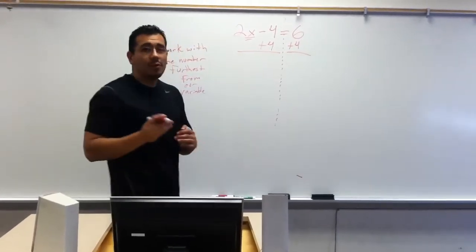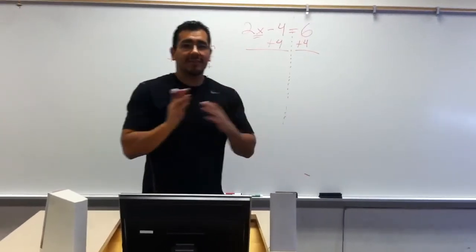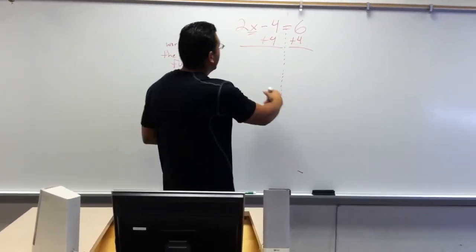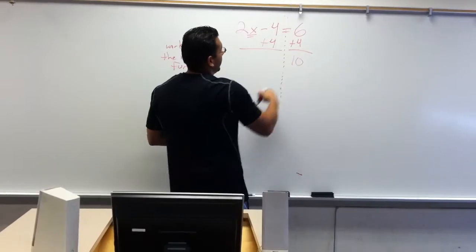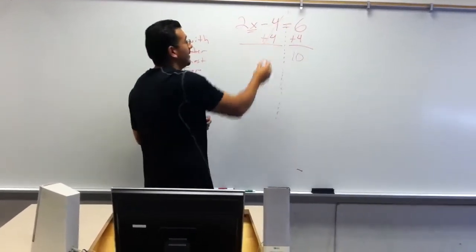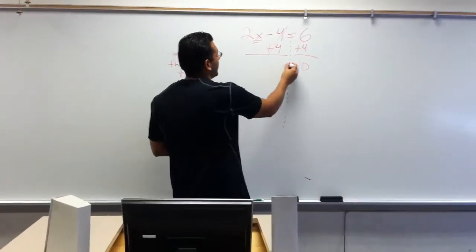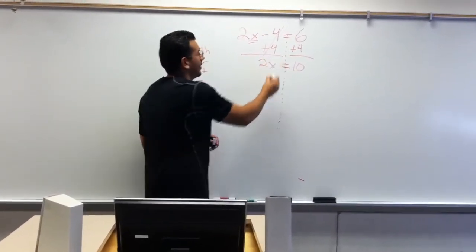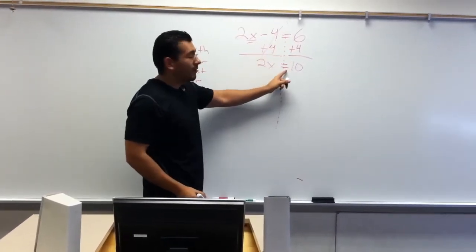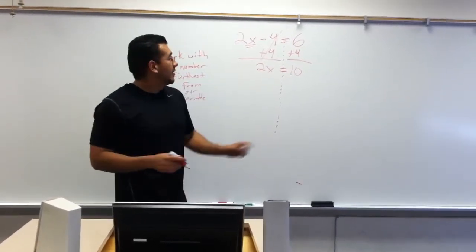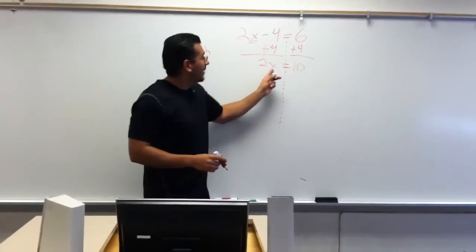So notice, I'm only adding 4 to both sides of my equal sign. What I do to the left side, I do to the right side. So here, I'll end up with 10. And here, this -4 and +4 are going to cancel. And it's going to leave us with 2x. So notice, I'm just copying my equal sign on down here. So now, I'm left with something a little easier. I have 2x equals 10.